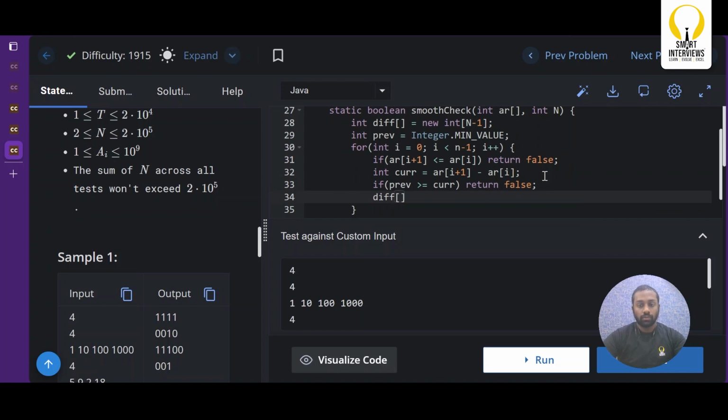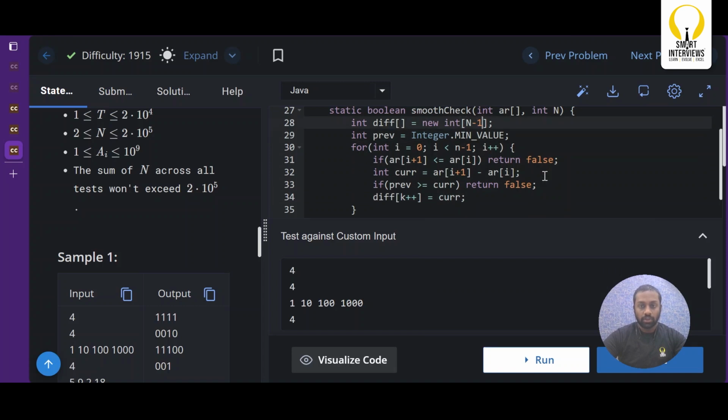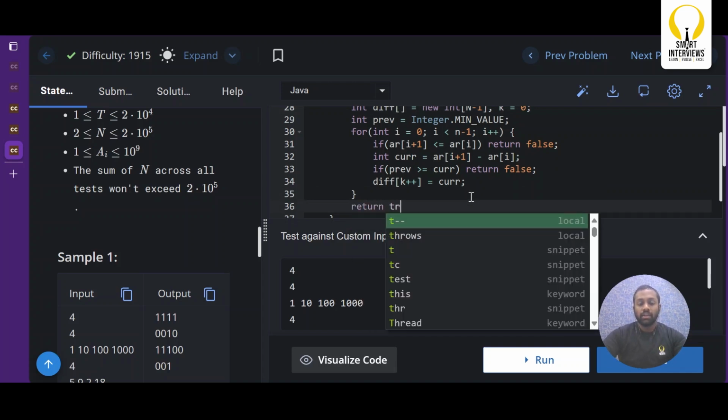Now whatever is the current difference, that has to go into my difference array, right? Because that is what is going to go into my smooth check next. So again, for this I need some k plus plus equal to current difference. Let's take that k over here itself, k plus plus.